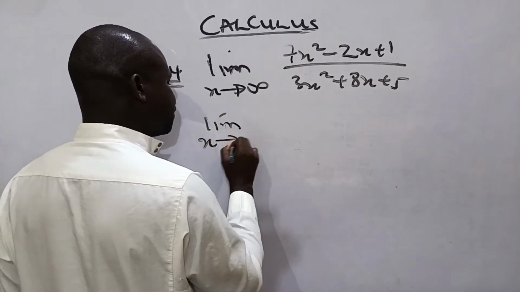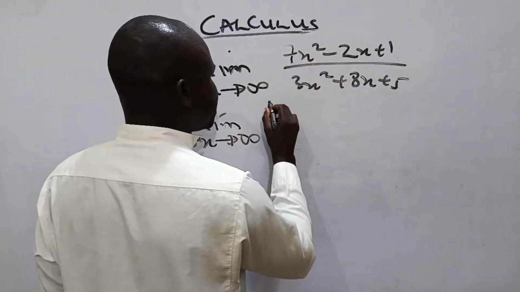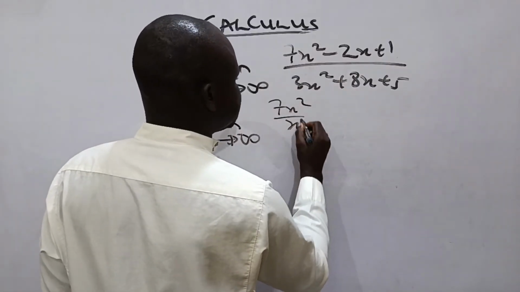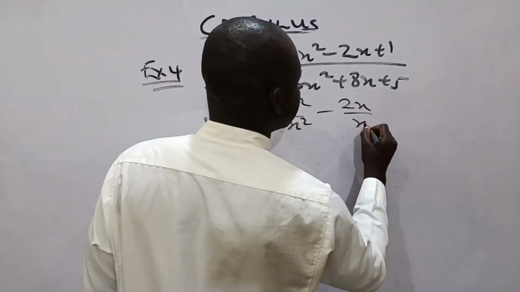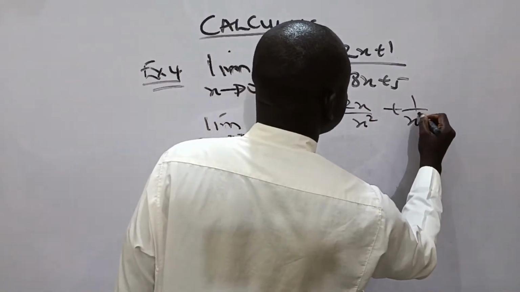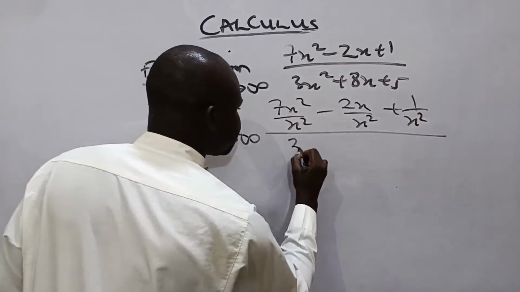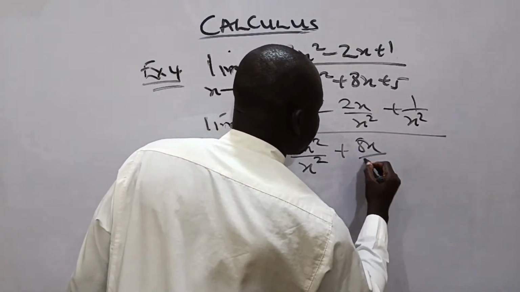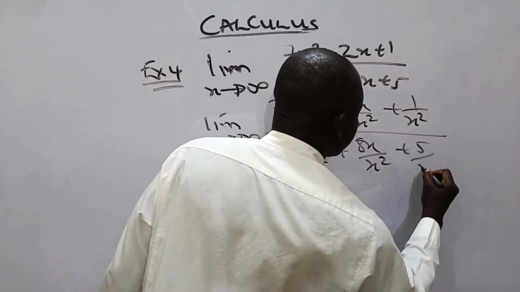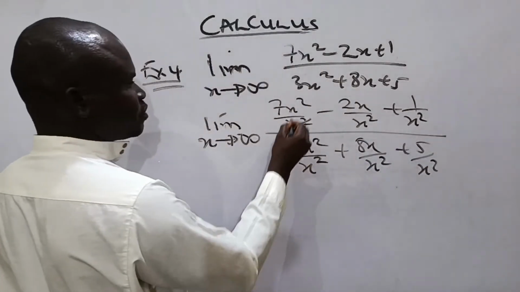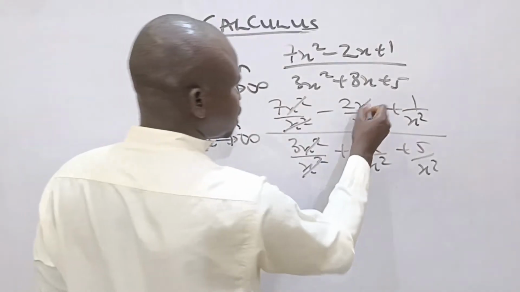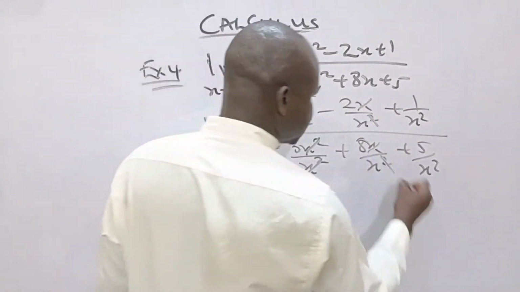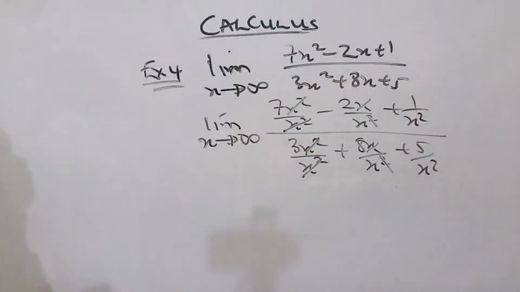That is, x tends to infinity, and I'm going to divide through by x squared. 7x squared all over x squared minus 2x all over x squared plus 1 all over x squared, all over 3x squared all over x squared plus 8x all over x squared plus 5 all over x squared. I will do the cancellation. This will cancel this. This will cancel this. This will reduce this to 1. This will reduce this to 1. Then wherever we have x or x squared at the denominator, everything will vanish to 0.